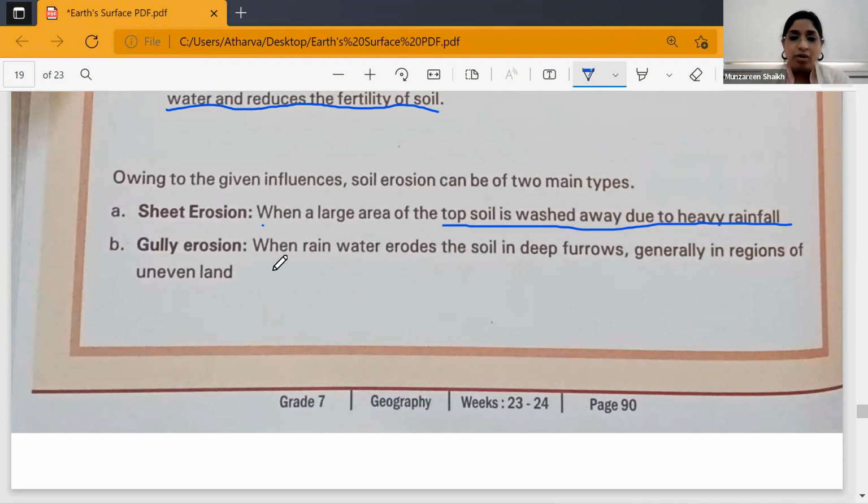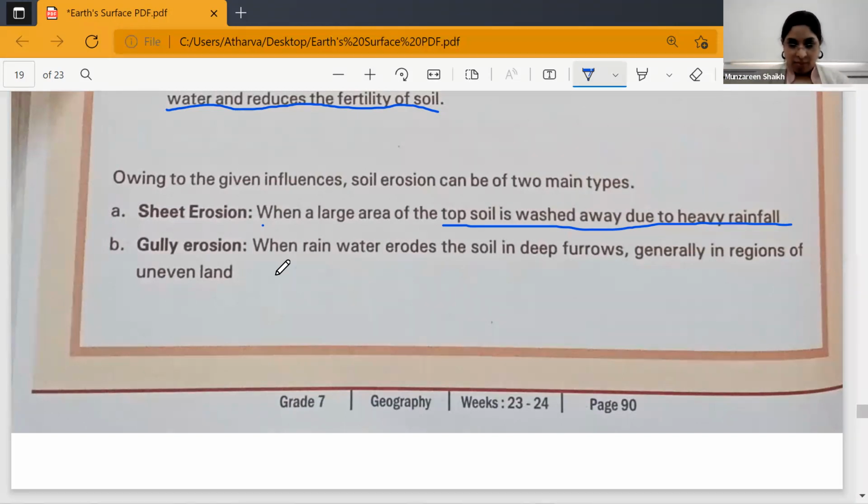Now next is gully erosion. When the rainwater erodes the soil in deep furrows, generally in regions of uneven land. So there are certain areas where the land is not plain, it is uneven. Somewhere it will be up, somewhere it will be down. Have you seen such land? Yes, ma'am. Okay. If there is uneven land, there also the water erodes the soil, and this leads to gully erosion.